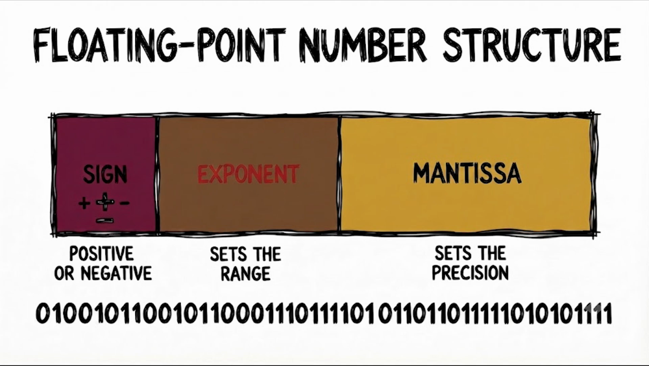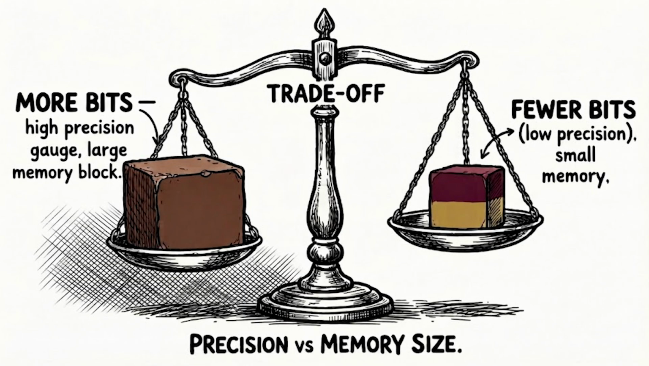To understand how this works, we need to look briefly at how numbers are represented inside a computer. A floating point number is divided into 3 parts: a sign bit, which indicates whether the number is positive or negative; an exponent, which determines its numerical range; and the mantissa, also called the significand, which determines its precision. By reducing the number of bits used to store these fields, we make each parameter occupy less memory. The trade-off is that the numbers become less precise.